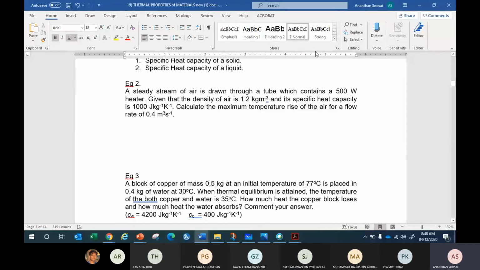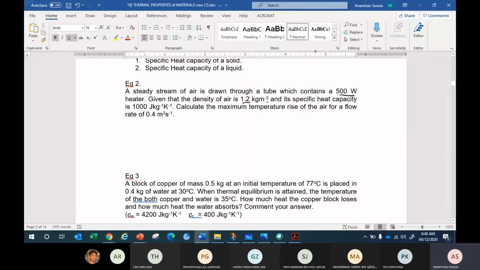Okay, this is like an air dryer. So, air dryer. A steady stream of air is drawn into the tube with a power of 500 watts. The density of the air is 1.2 kg per meter cube.